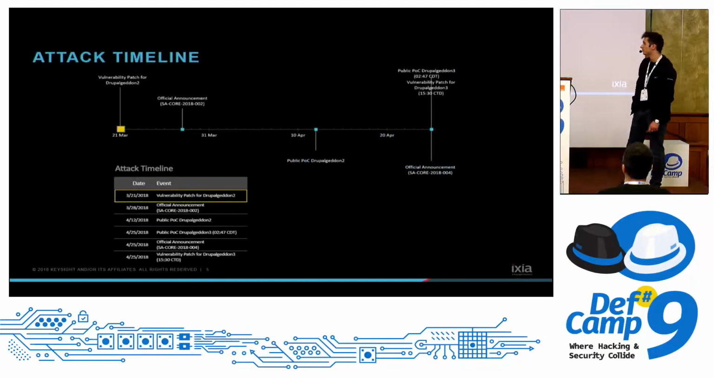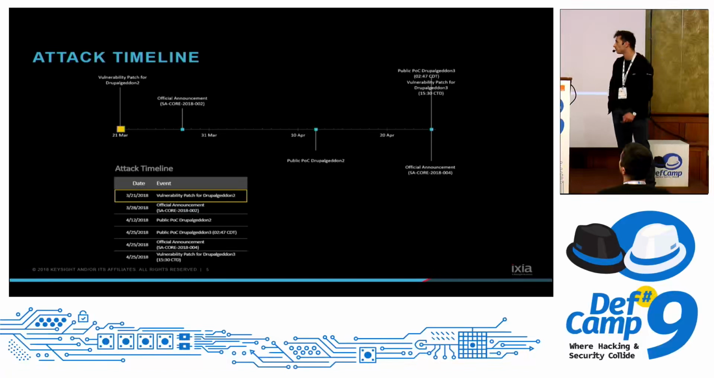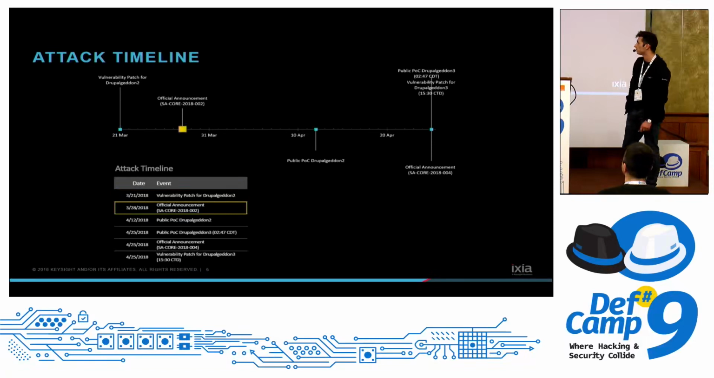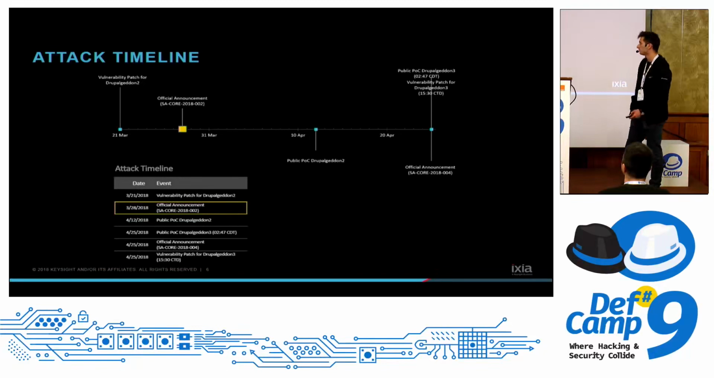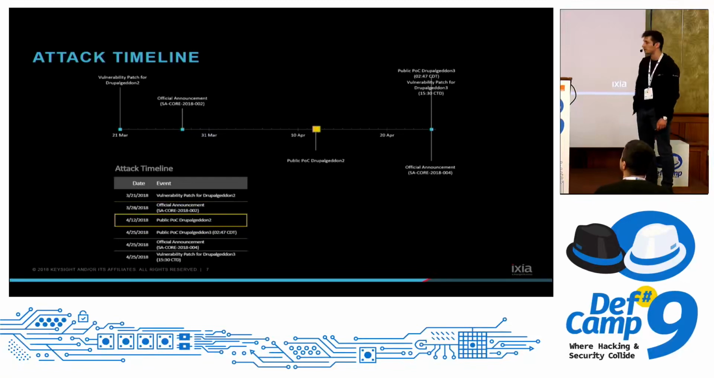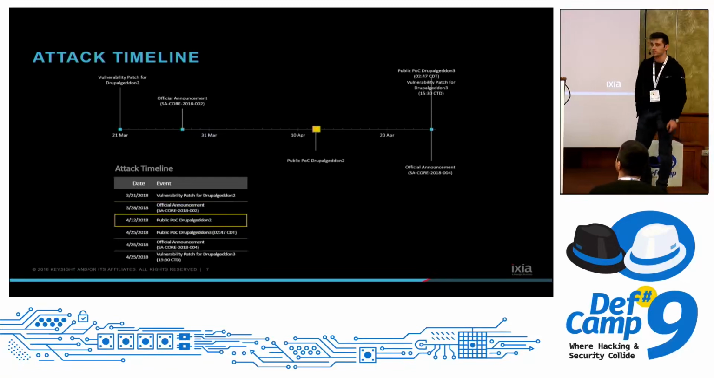On 21st of March, the Drupalgeddon 2 vulnerability was patched by the Drupal team. Then, a week later, they made an official announcement that instructed everyone about the vulnerability and how to patch it. This is a form of responsible disclosure in which the vulnerability is patched first, and after that, you get information on how to patch it and general information about it. Then a few days later, a proof of concept for this vulnerability was made public, and the attackers started to use it widely.